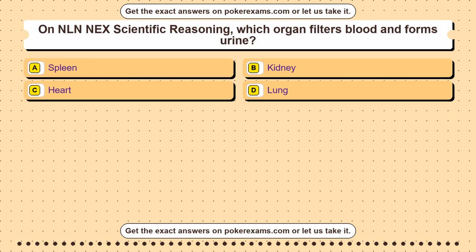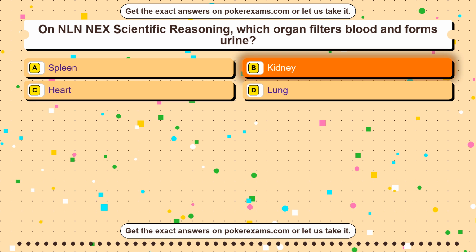Question 44. On GED science practice test, which unit measures volume? Option A, degree. Option B, liter. Option C, meter. Option D, gram. The correct answer is option B.